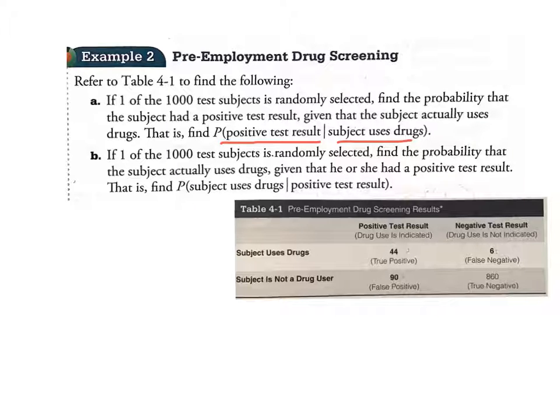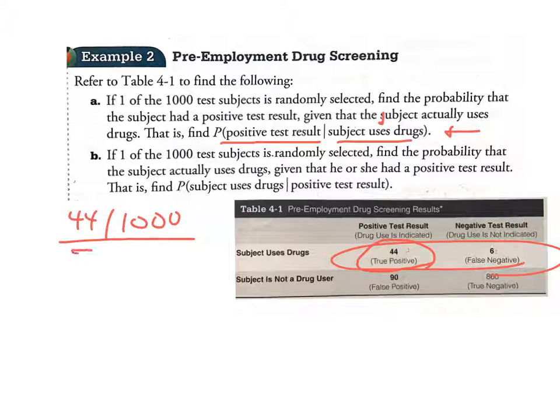So 2 ways to do this. One is the mathematical way, which is on the last slide. First, do the positive test result and the subject uses drugs. Those people right there are people who are both positive and use drugs. And on the bottom, just take the second part, subject uses drugs, that's this whole line right here, which is 50 over the 1,000. Now your thousands cancel and you get 44 out of 50, which is about 0.88 probability.